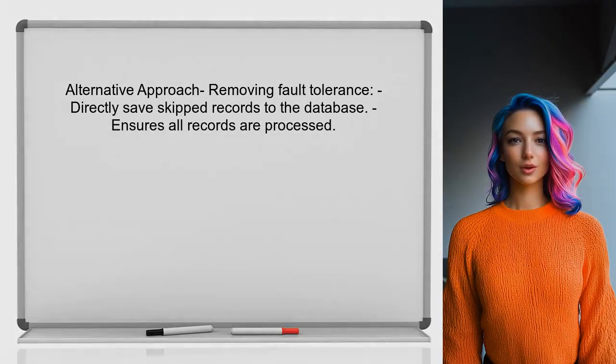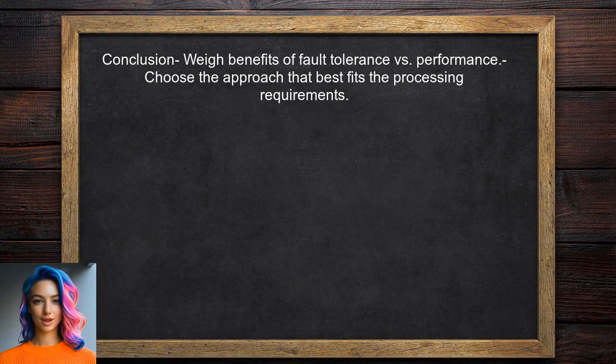The user also mentioned an alternative approach where they remove the fault-tolerant configuration and directly save skipped records to the database. This can be a valid solution, especially if the user needs to ensure that all records are processed without skipping. In conclusion, the user should weigh the benefits of fault tolerance against the need for performance and complete processing. Depending on the specific requirements, either approach can be valid.